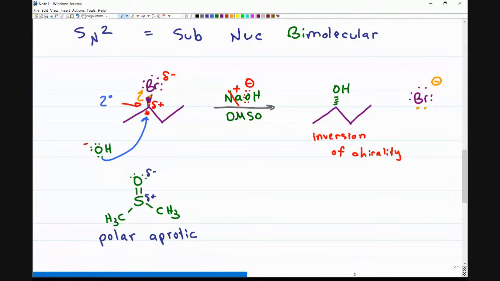If we look at all the players in this reaction, notice that this entire reaction was one step. What is the rate determining step in a one-step reaction?